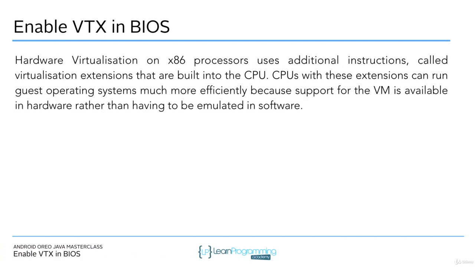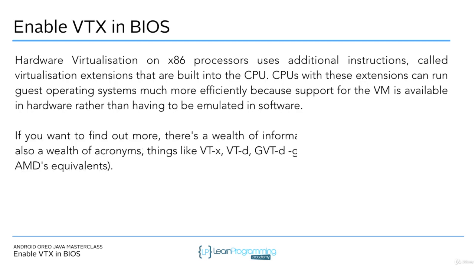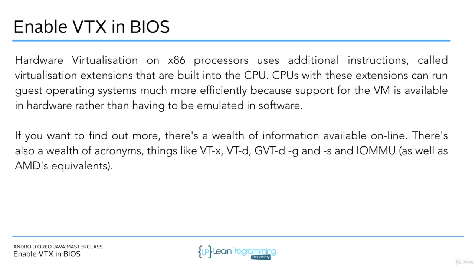Now, hardware virtualization on x86 processors uses additional instructions called virtualization extensions that are built into the CPU. CPUs with these extensions can run guest operating systems much more efficiently because support for the VM is available in hardware rather than having to be emulated in software. And there is a wealth of information available with these various acronyms, things like we talked about on the previous page, VTX, VTD, etc.